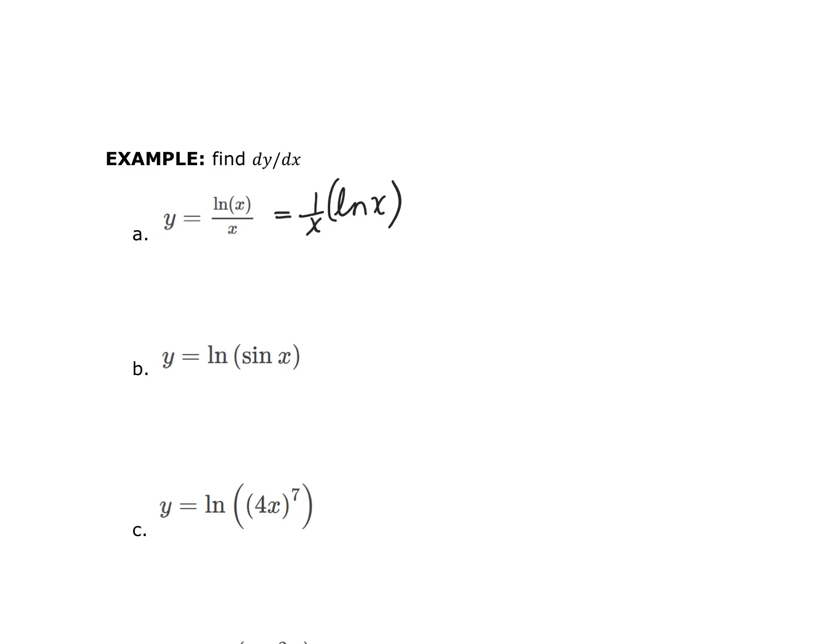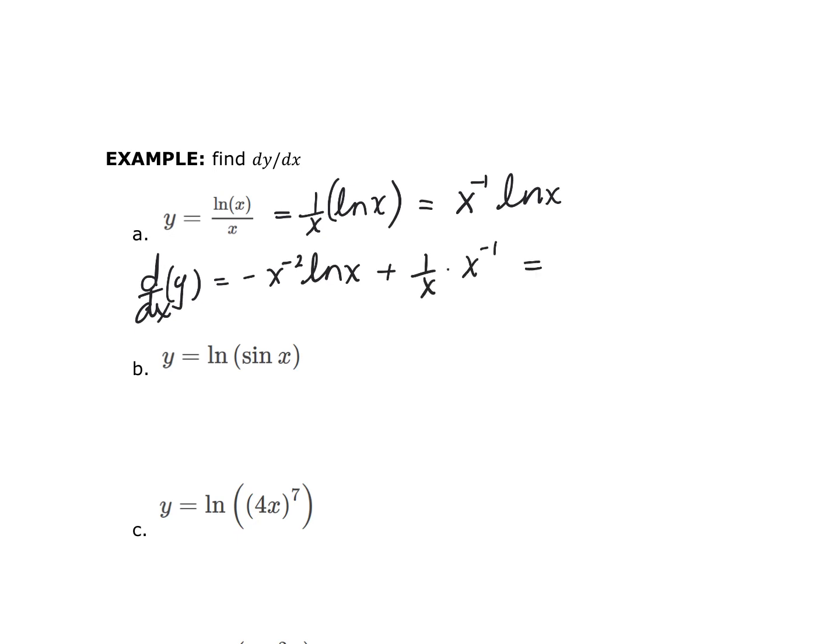So when I use the product rule, d dx of y is going to be equal to, I'm going to actually rewrite this again as x raised to the negative 1, the natural log of x. So when I have x raised to the negative 1, its derivative is negative x raised to the negative 2, natural log of x. And then plus, now I'm going to do the derivative of the natural log of x, which is 1 over x, multiplied by x raised to the negative 1.